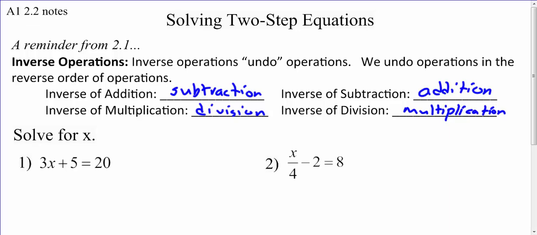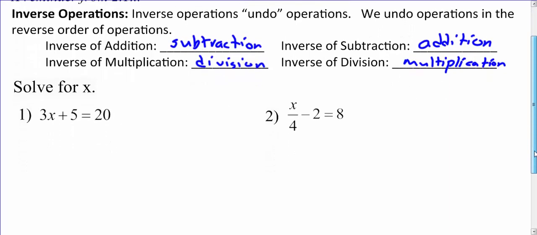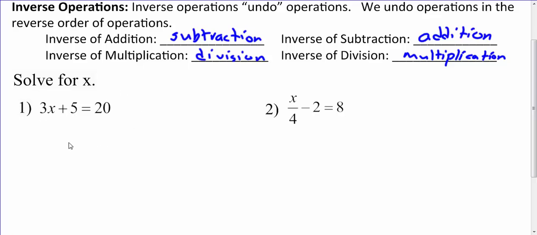Now the question becomes, well, again, why do we need this? And just like what we saw on 2.1, it's so that we can get x by itself when solving equations. So let's take a look at an example.